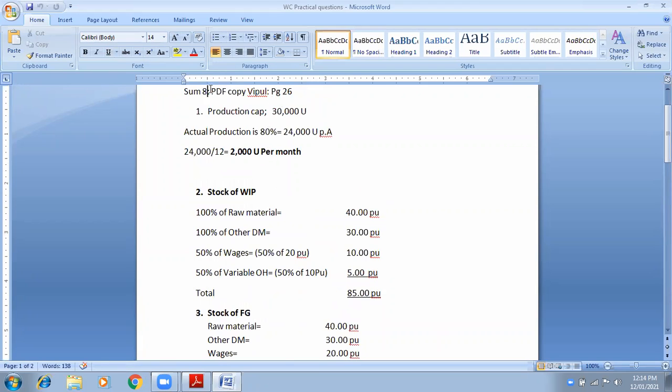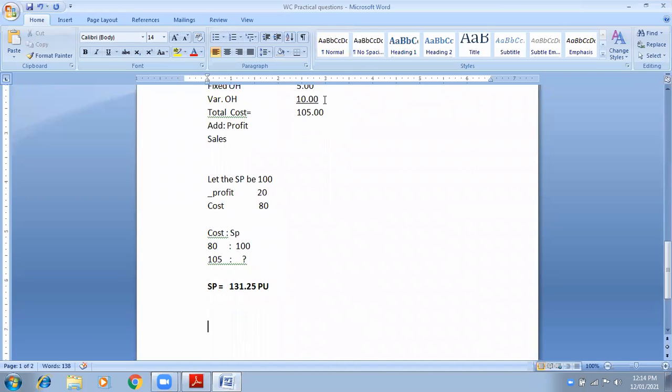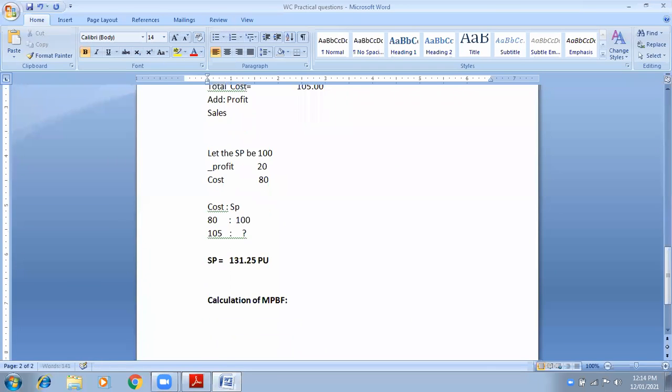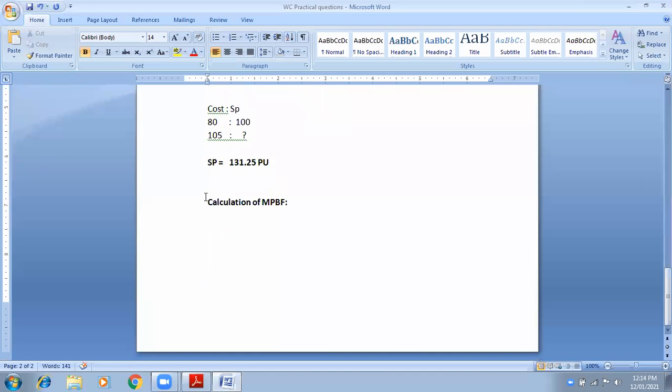Yes, this is sum number 8, no? So here we will now calculate MPBF. Write down, calculation of MPBF, that is maximum permissible bank finance. Now see, there are three methods. We already know there are three methods. So how do we need to do it?